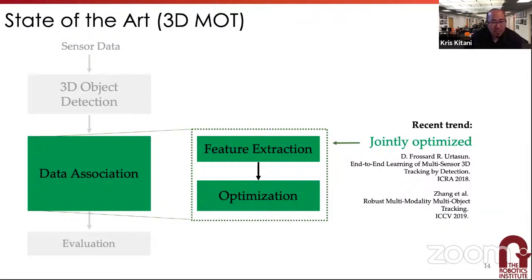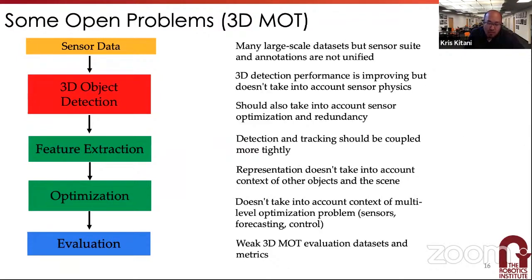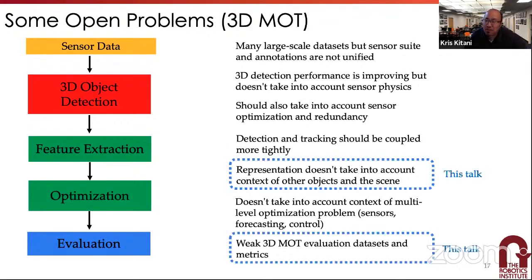So really, if we break down the state-of-the-art pipeline, if we go to the next slide, it should look more something like this. This is the basic pipeline that we're all working with in this area. And the question is, as we look at this, what are the open problems when we consider 3D MOT? Throughout this talk, we're going to talk about how we address some of the open problems. I have a whole list here, and I'm going to return to these at the very end.